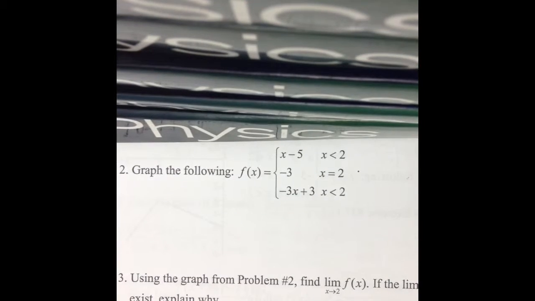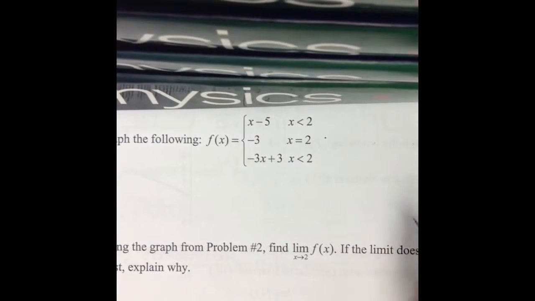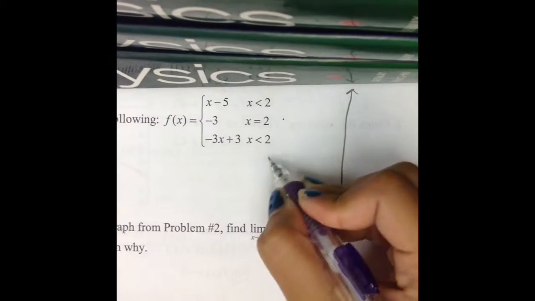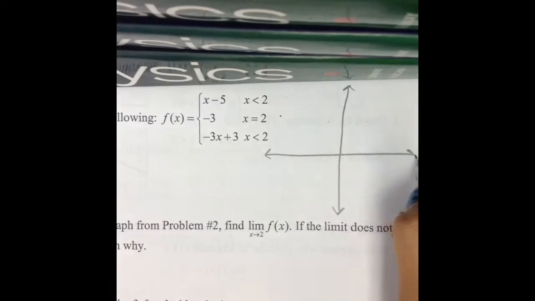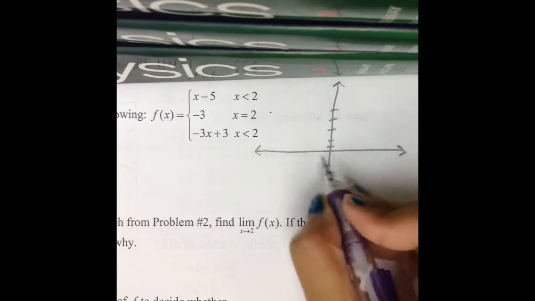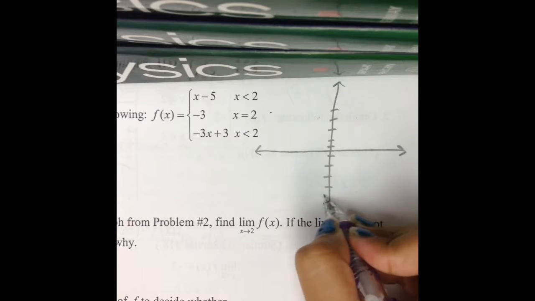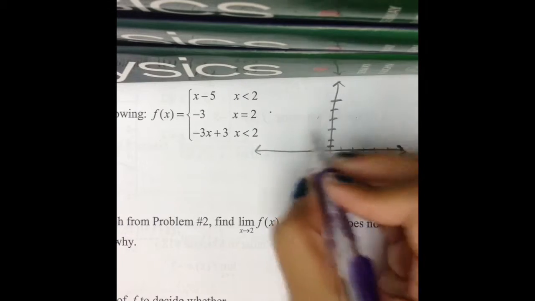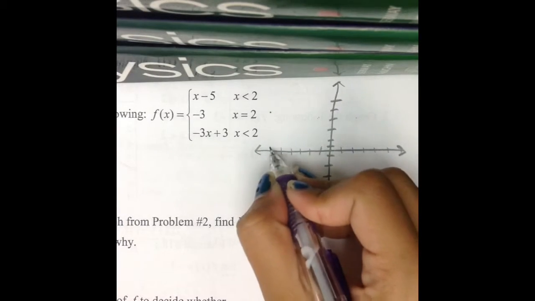Okay, for this one, it's graph the following function. So you have to draw yourself a graph. One, two, three, four, five. One, two, three, four, five, six. One, two, three, four, five, six. One, two, three, four, five, six.